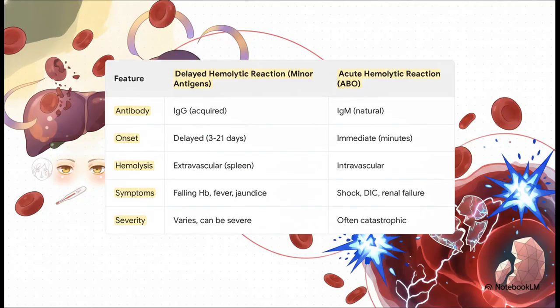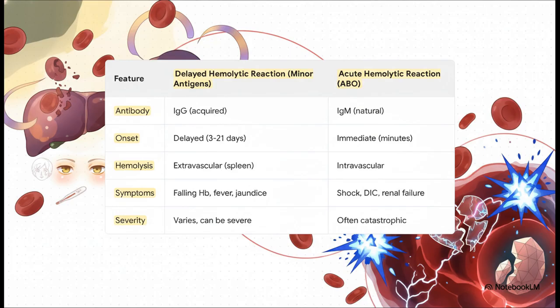This comparison is so important for our clinical practice. An acute ABO reaction is a bomb going off right in front of you. It's an immediate intravascular catastrophe driven by pre-existing IgM antibodies. You see massive complement activation, shock, DIC right there in the OR.